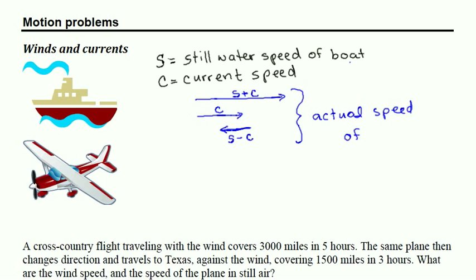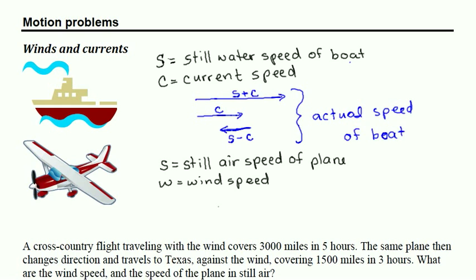The same thing happens with airplanes and wind. So if we now let S be the still air speed of the plane, that's the hypothetical speed that that plane would be going in still air, and we're going to use W for the wind speed. We see the same kind of situation going here, which is that if the wind is going this direction and we're going with the wind, then we add the still air speed to the wind speed, and if we're going against the wind, then we subtract the wind speed from the still air speed to get the actual speed of the plane.